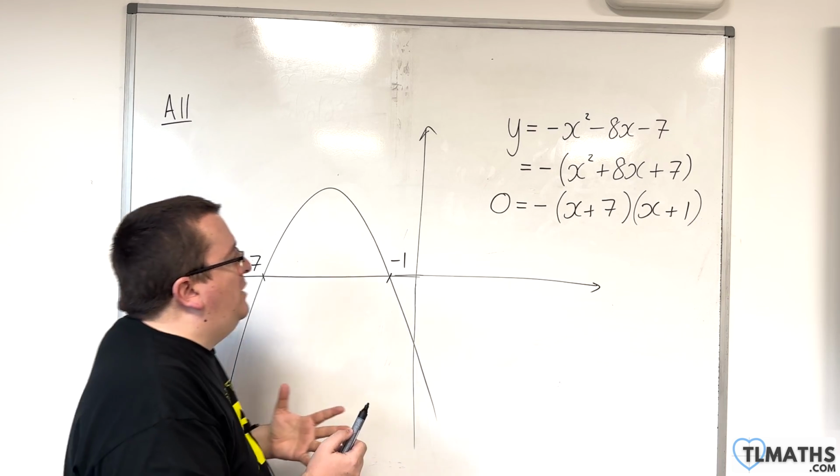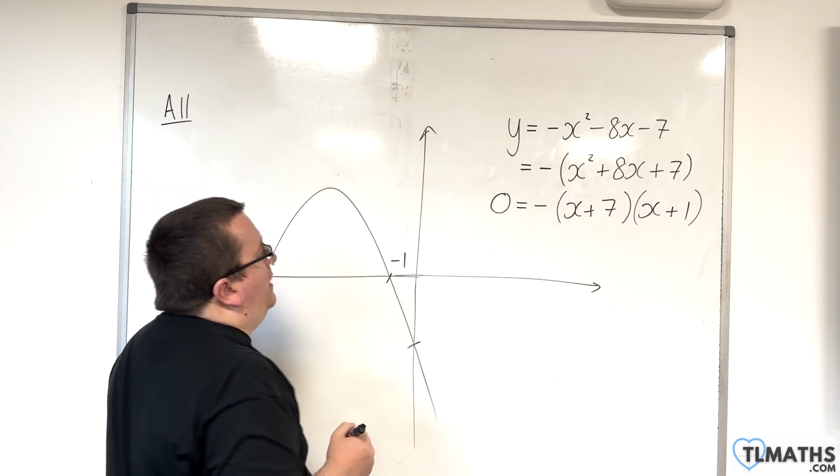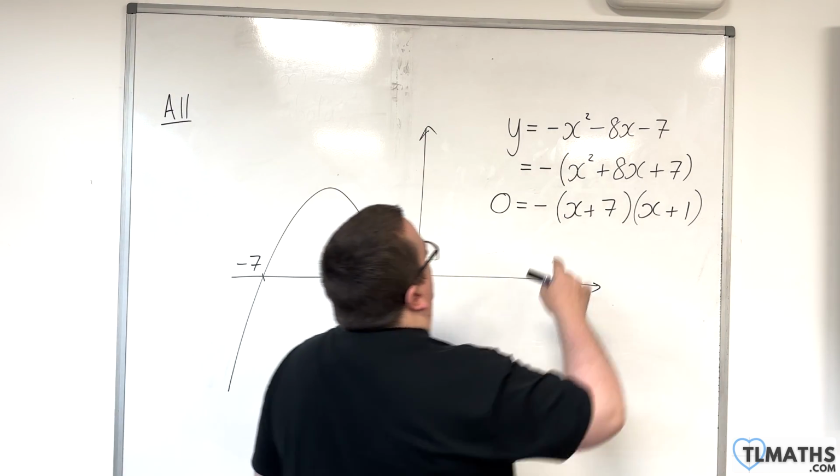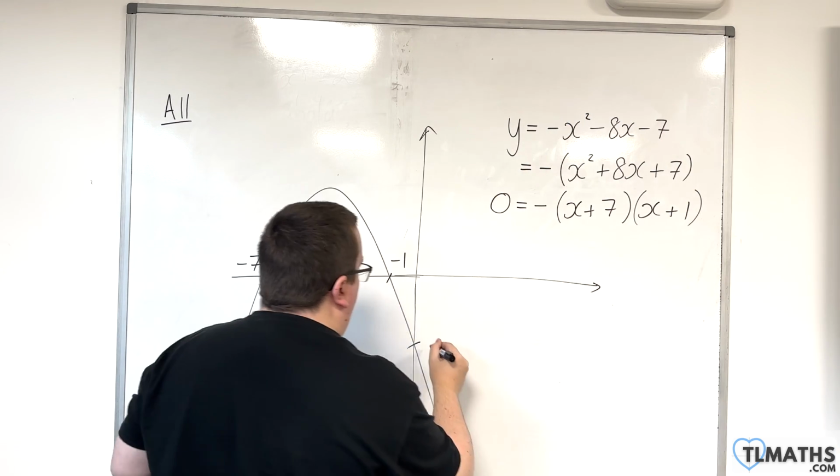But what we want to do is make sure we've labelled all the important points. First of all, the y-intercept. Well, that's when x is 0, so those two terms are gone. It's the term on the end, minus 7.